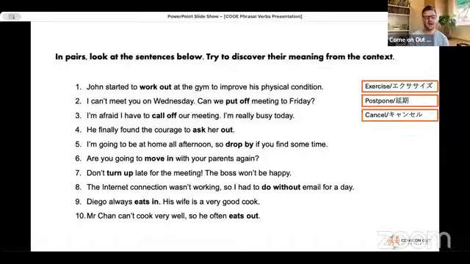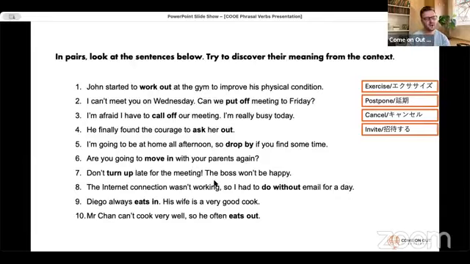Number 4, he finally found the courage to ask her out. What do you think is the meaning of ask out? Think about girlfriend, boyfriend. Write down your answer. So ask out means to invite someone, but specifically to invite someone on a date. So it's not like inviting a friend to do something. It's inviting someone on a date, like your boyfriend or your girlfriend.